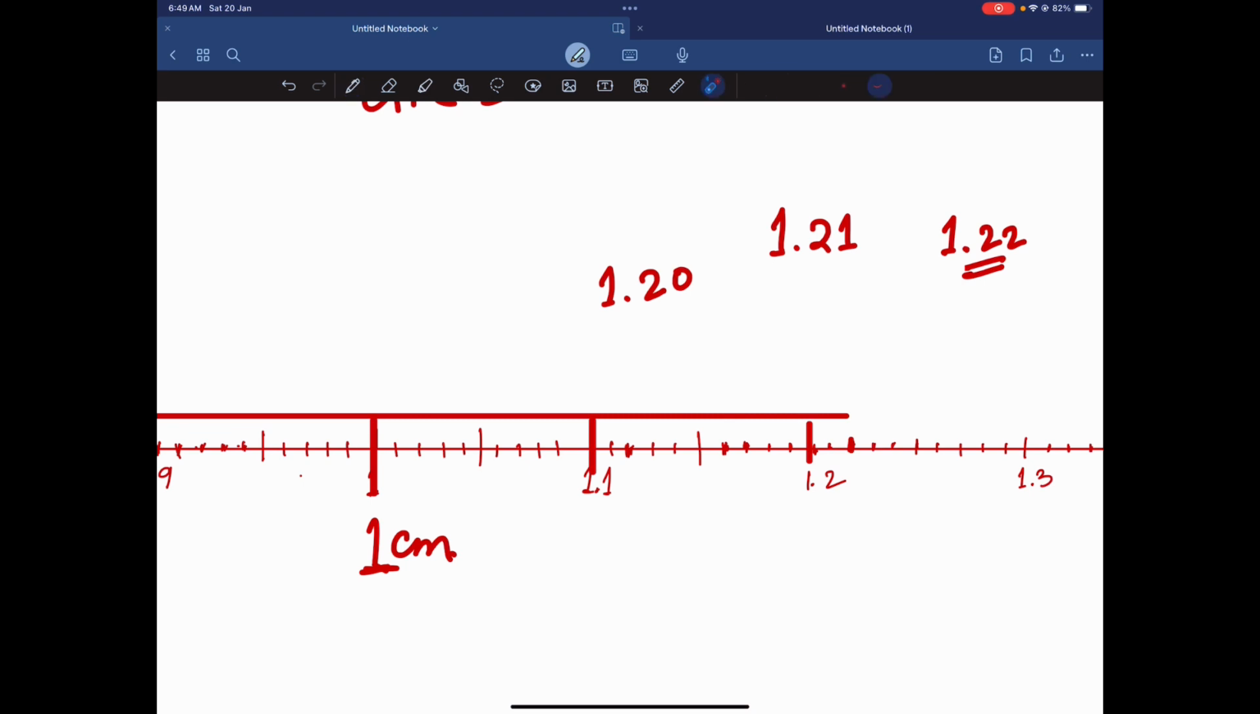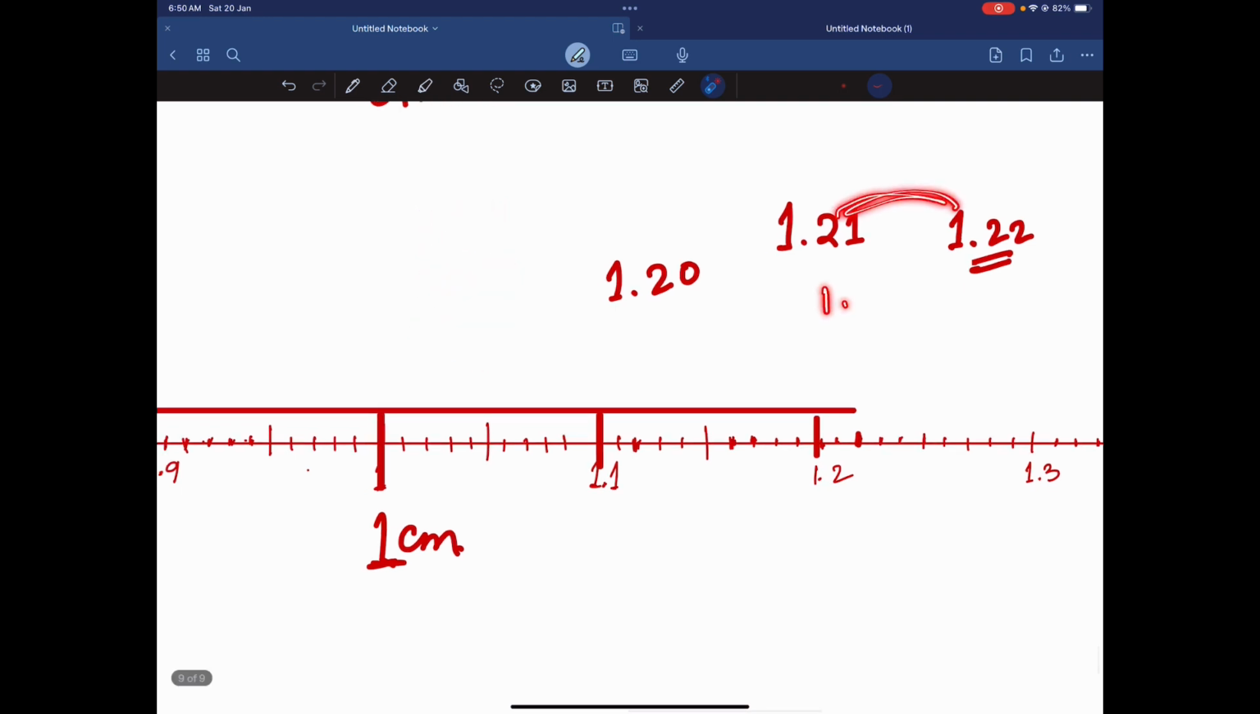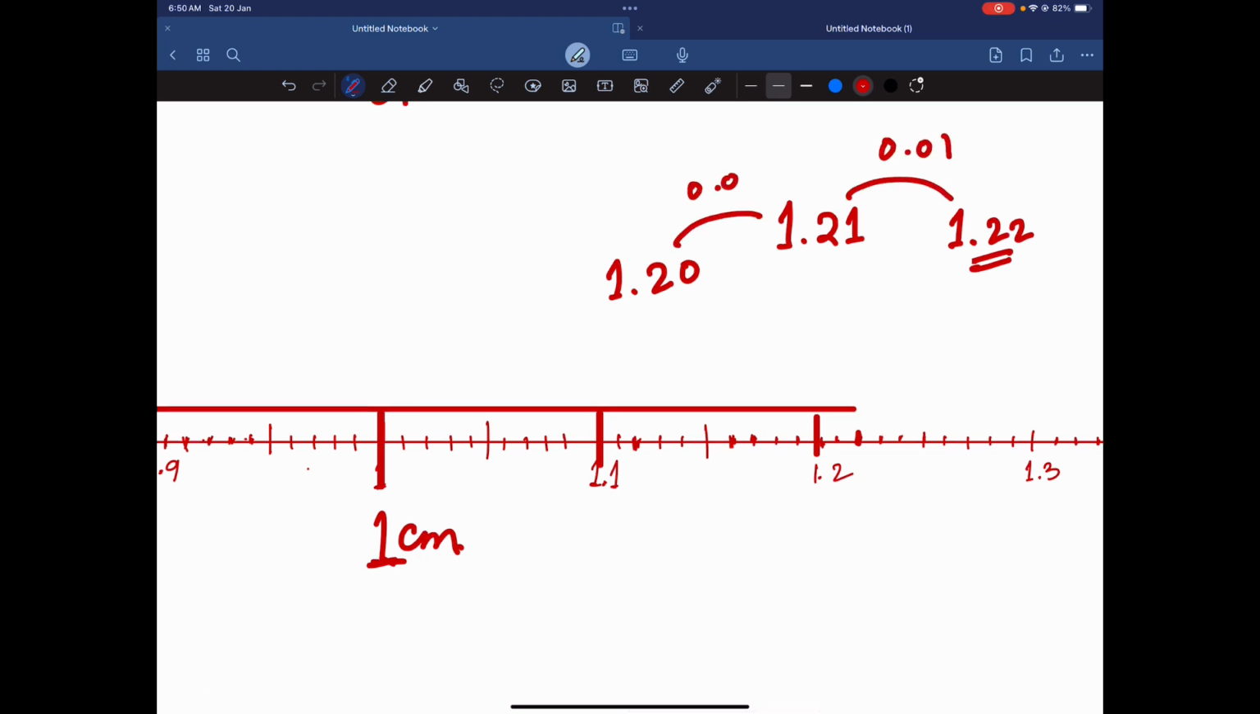It's very easy. So in general you're going to see either this or this if you made the mistakes here. So what is the difference here? 1.21 minus 1.20, it's 0.01, right? Again, what is the difference here? 1.22 minus 1.21, you get 0.01 again. So the error that you could make is 0.01.